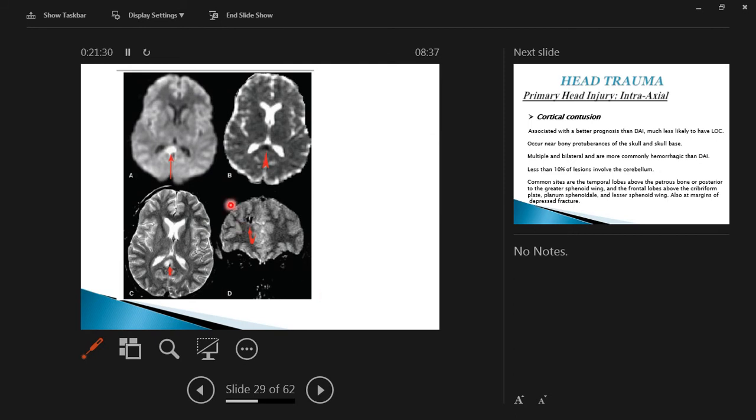And this is the diffusion-weighted image and ADC map of diffuse axonal injury. In the diffusion-weighted image, we see the lesion is large, while on the ADC map it's much smaller, and that's because of the surrounding edema around this injury.